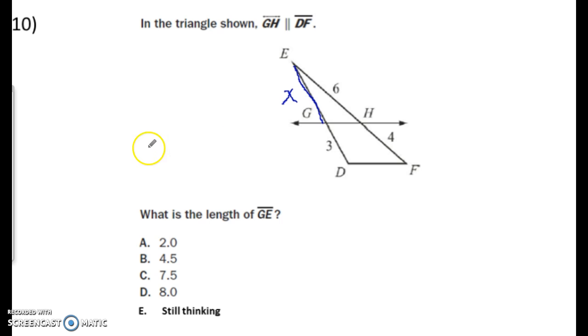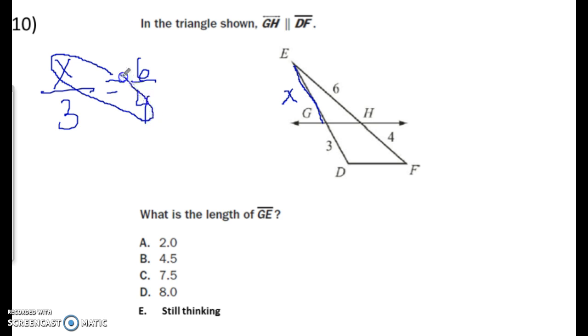And we have this thing called the side splitter theorem, where if you take a triangle and you draw a line that's parallel to one of the sides of the triangle, it splits it proportionally. And so we could set up proportions. We could say x over 3 equals, and we just have to make sure that it gets the corresponding part. So since x was on top, we're going to use 6 on top. And since 3 was on bottom, we're going to put 4 on bottom. And then we're going to cross multiply and solve it.